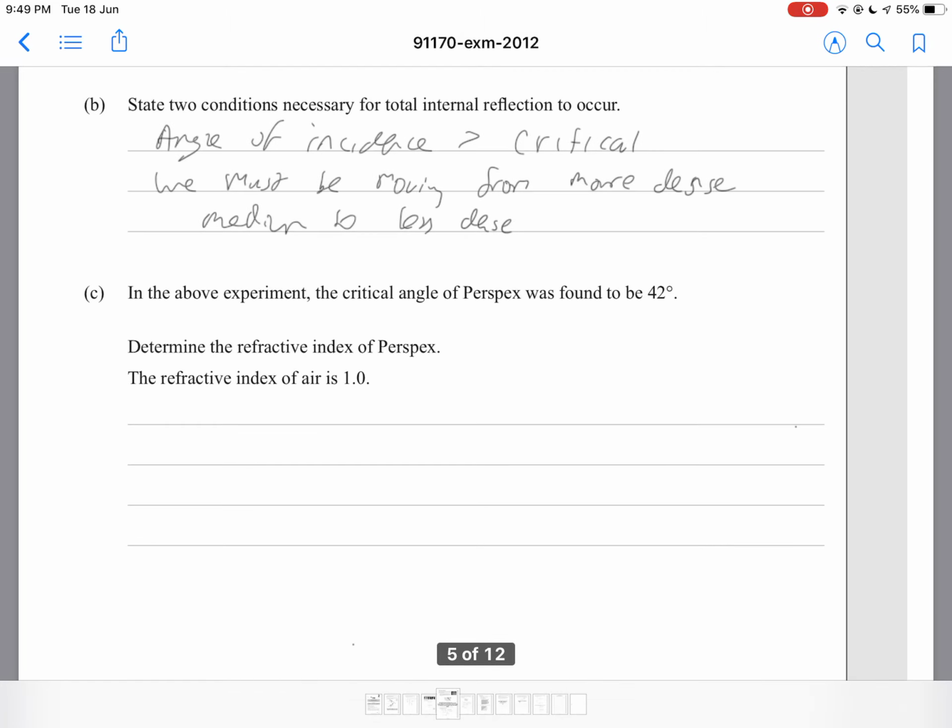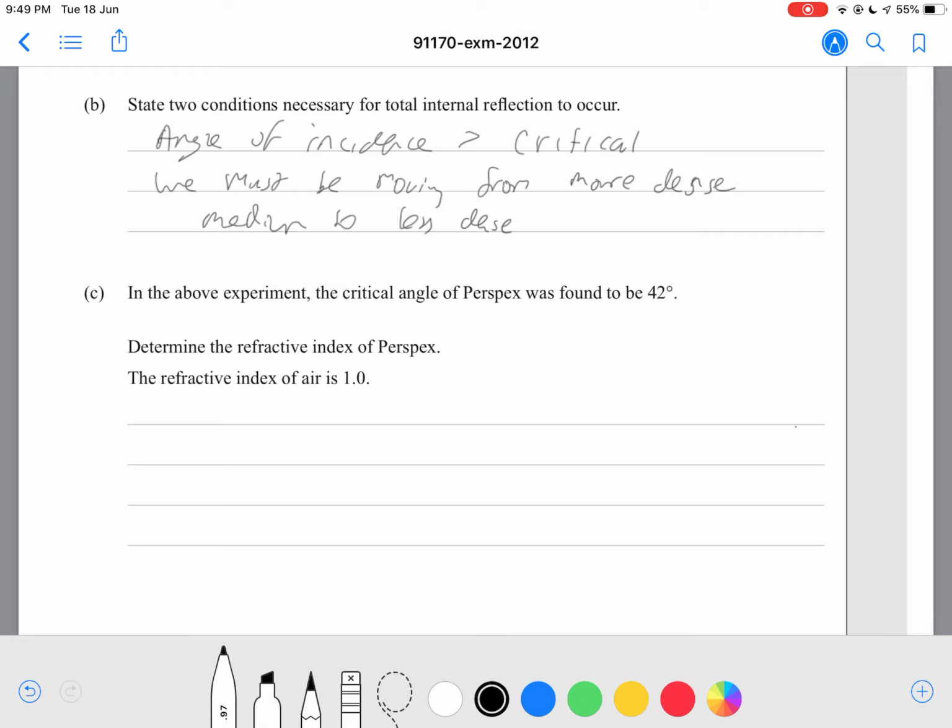In the above experiment, the critical angle of perspex will be found to be 42 degrees. Determine the refractive index of perspex. The refractive index of air is 1. In this question, we're going to be using Snell's Law, that's n1 sine theta 1 equals n2 sine theta 2.